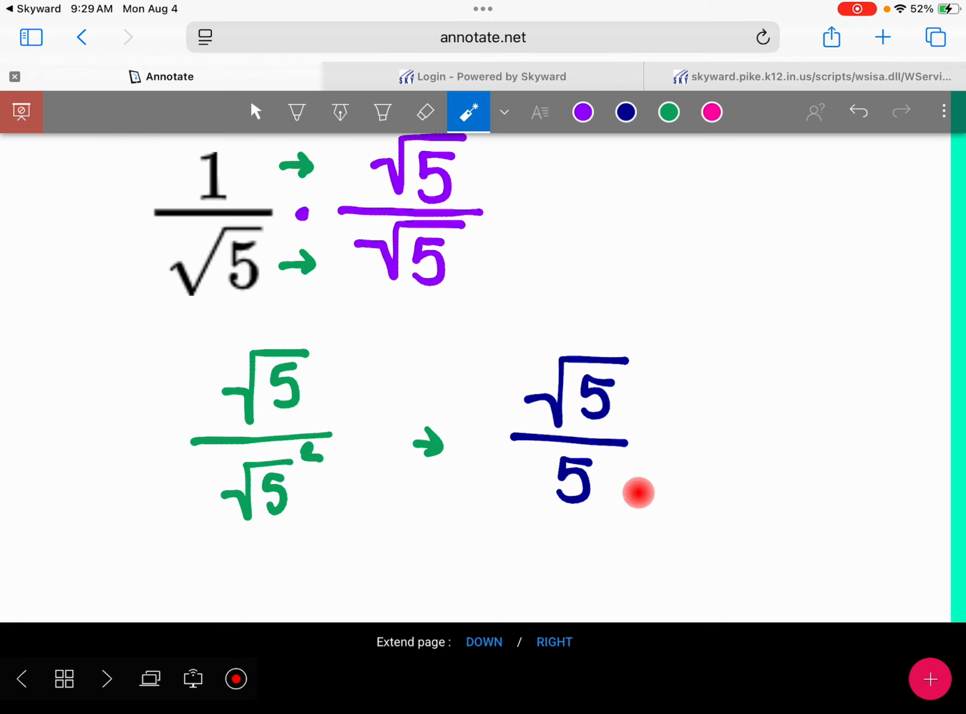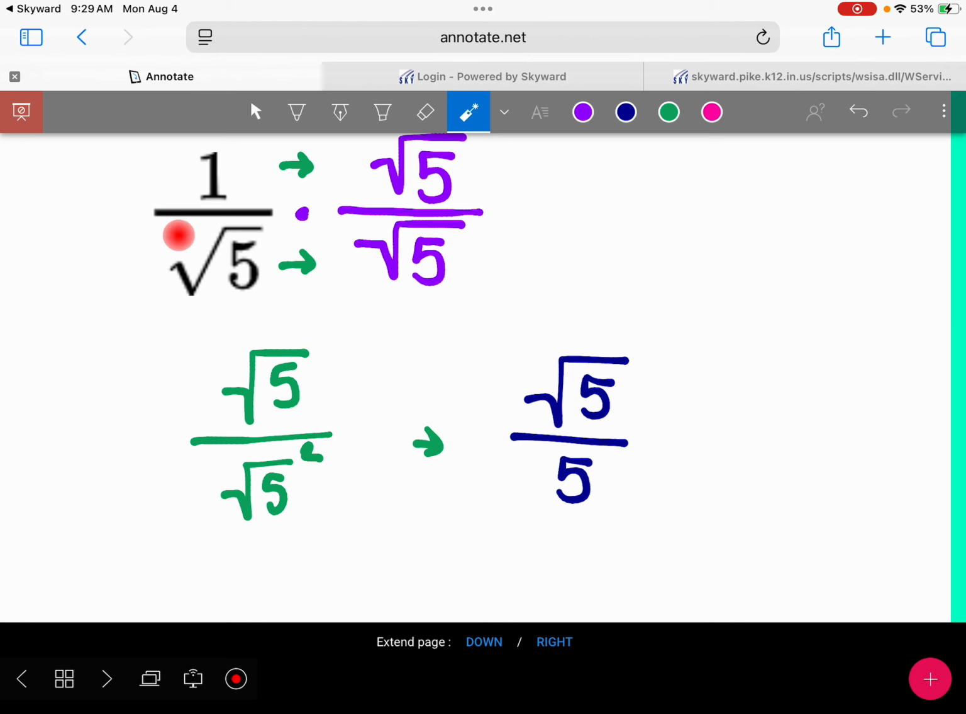This is technically a better answer than this. They mean the same thing. And in fact, if I pull up my calculator and I type those in and we look at the decimals, they are 100% exactly the same thing. But this is how we're going to format our answers. We're not going to leave radicals in the denominator.